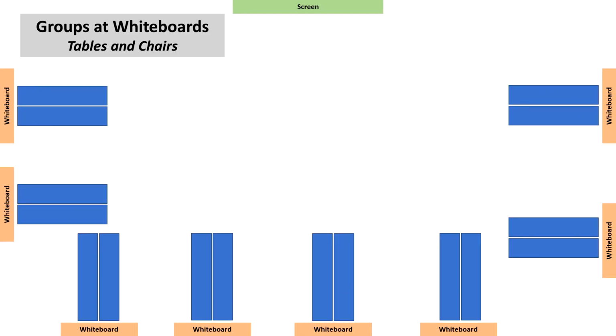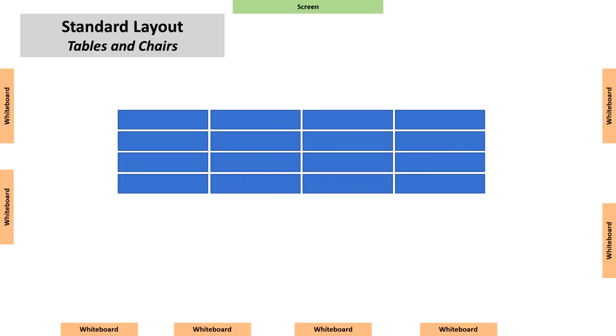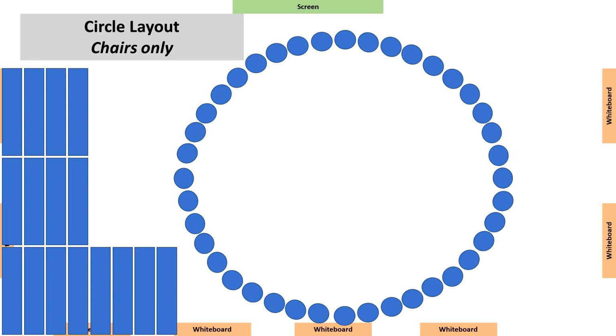In this layout, you can see that the tables have shifted to groups working at the whiteboards. Or, as we saw before, the furniture, in this case the tables, can be pushed to the middle to create more space for collaboration at the whiteboards or for other strategies like body voting. In the table layout, you could also move all the tables to one side and have students bring only their chairs to form a circle.